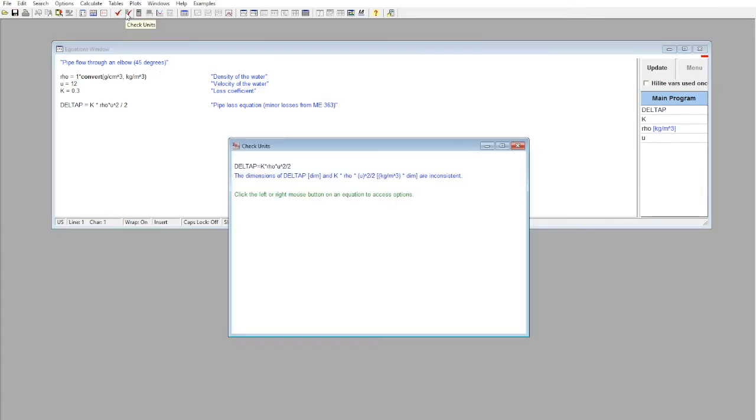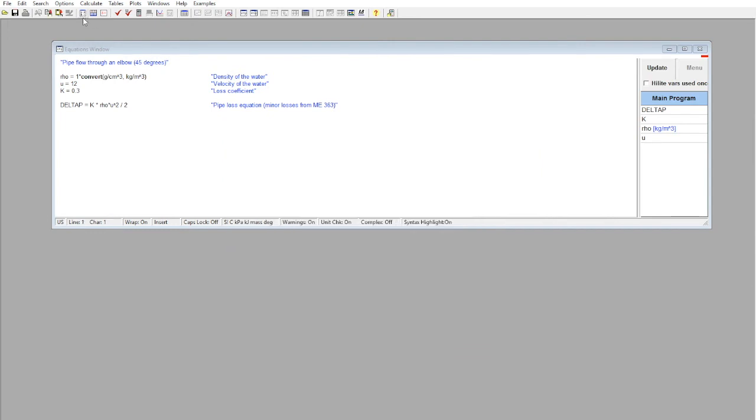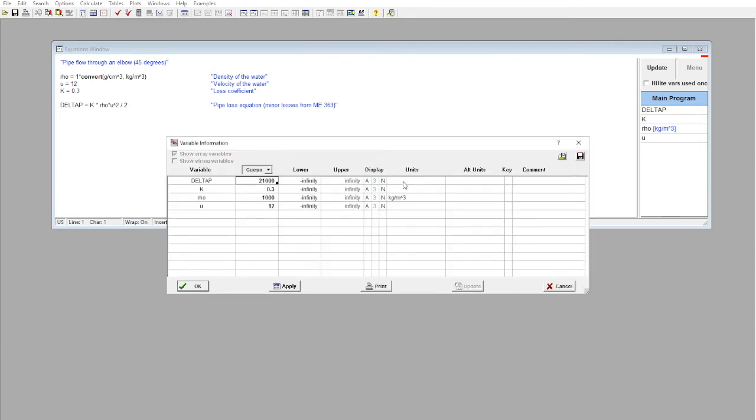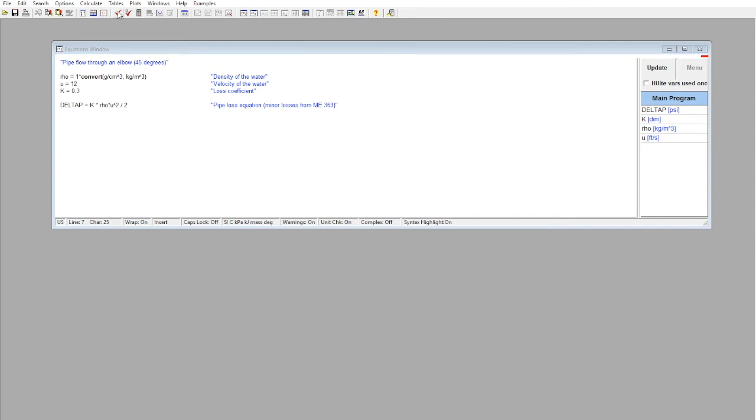Let's check the units. Ooh. Okay, the dimensions of delta P are dimensionless. I never gave that any units, so, okay, I forgot to do some important stuff. All right, so I've got to go up to this little window here, the variable information up here. So the delta P should be in PSI, and then the K is dimensionless, so I just call that a dim, and then U is in feet per second. Feet per second, okay. All right, so now I can check that.